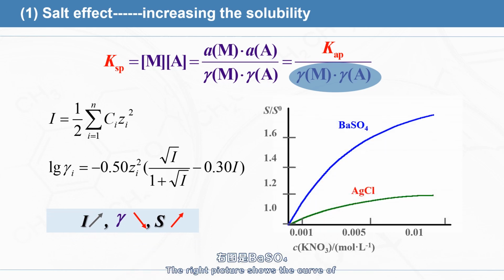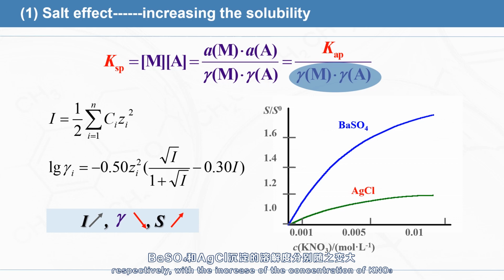The right picture shows a curve of the solubility of barium sulfate and silver chloride precipitation in potassium nitrate solution with different concentration levels. As can be seen from the figure, the solubility of barium sulfate and silver chloride both increase respectively with the increase of the concentration of potassium nitrate. The solubility of barium sulfate increased more obviously.